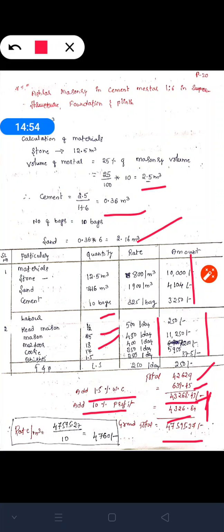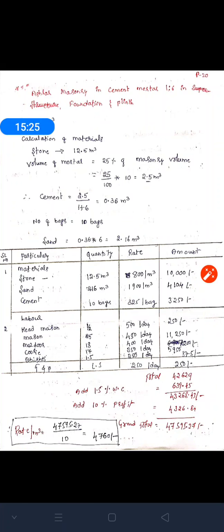That is 43,268.43 plus 4,326.84. Then I got 47,595.27. This is for 10 meter cube of work. Therefore, the rate per meter cube equals the total grand amount divided by the total quantity of work, which is 10 meter cube here. Then we got 4,760 rupees per meter cube. Per meter cube, we require this much amount. This is all about the Ashlar masonry in cement mortar 1:6.